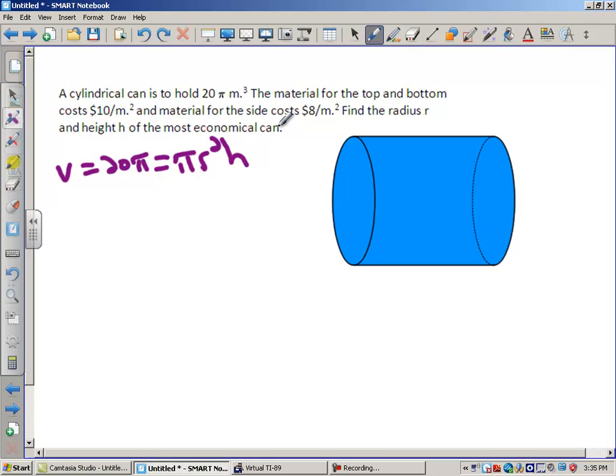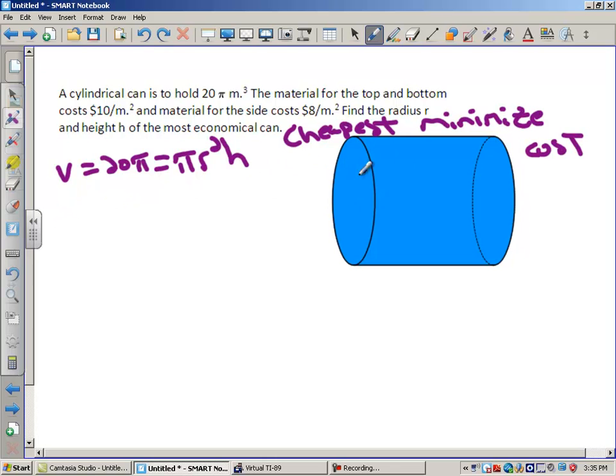Well, the most economical can is going to be the cheapest can. And that means that we want to minimize cost. If you ever happen to make a business, you actually might answer questions like this. You want to minimize cost, maximize profit, things like that. So let's come up with a cost equation.